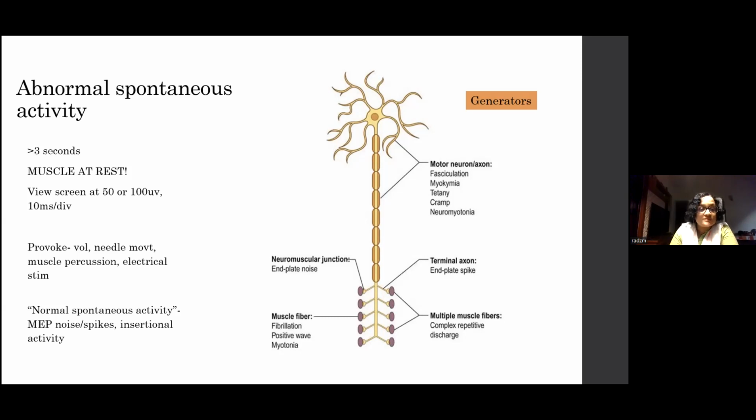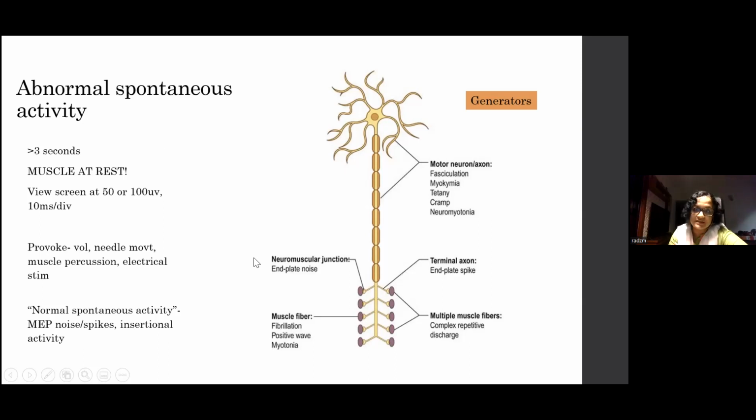Now, there is also the concept of normal spontaneous activity. So there is spontaneous activity which could be pathological, which is abnormal spontaneous activity, or there could be so-called normal spontaneous activity, which are MEP here, standing for motor end plate noise or motor end plate spikes, as well as insertional activity. Motor end plate spikes are generated from the terminal motor axons, while the motor end plate noise is actually generated from the neuromuscular junction. These, when you see them, are not pathological. So it's important to differentiate these from fibrillations and positive waves, because end plate spikes can look a little bit like fibrillations. The other thing that is actually normal is the insertional activity.